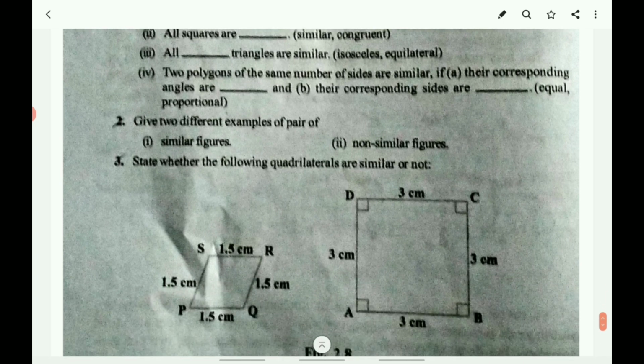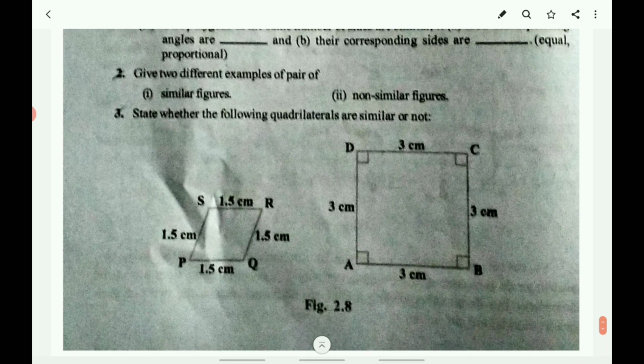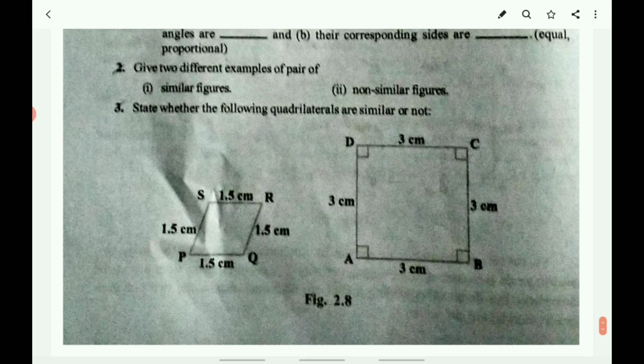State whether the following quadrilaterals are similar or not. The first figure is PQRS, all the sides are 1.5 centimeter and it is a rhombus. The second figure is ABCD, a square of sides 3 centimeter. You know that these two are quadrilaterals as they have four sides. But the first condition: what about the corresponding angles? In a square all four angles are right angles. In a rhombus they are not right angles. So you can say that corresponding angles are not equal.